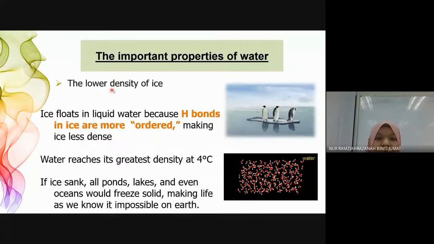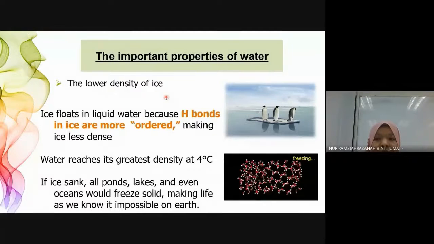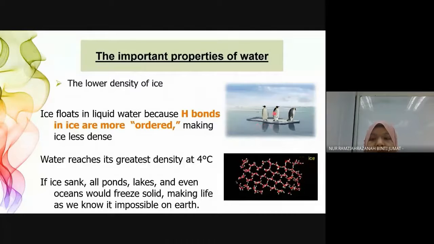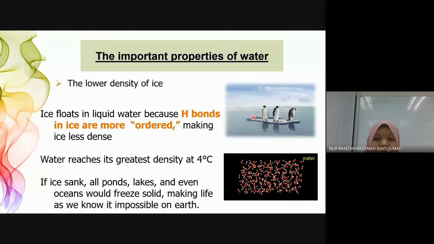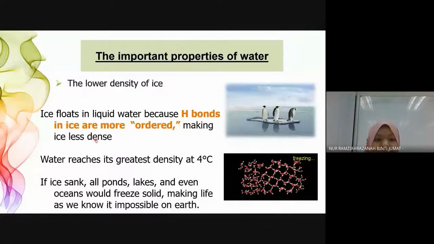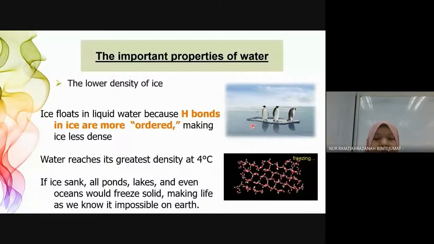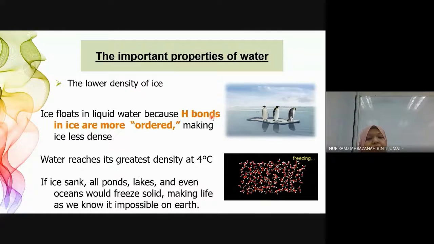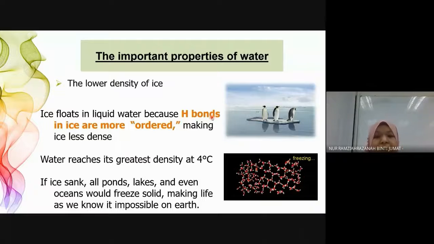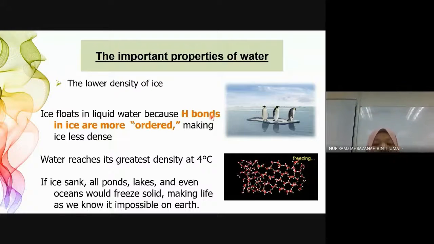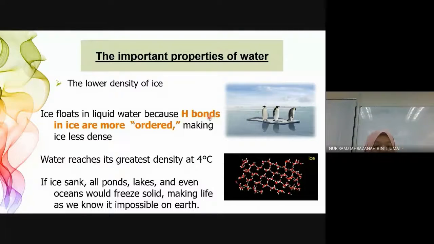And next is the lower density of ice. Here we can see that ice is lower density than water, which is the reason why ice can float on top of water. The reason is still the same: it is all because of the hydrogen bonds of the water, similar to heat capacity and heat of vaporization just now.